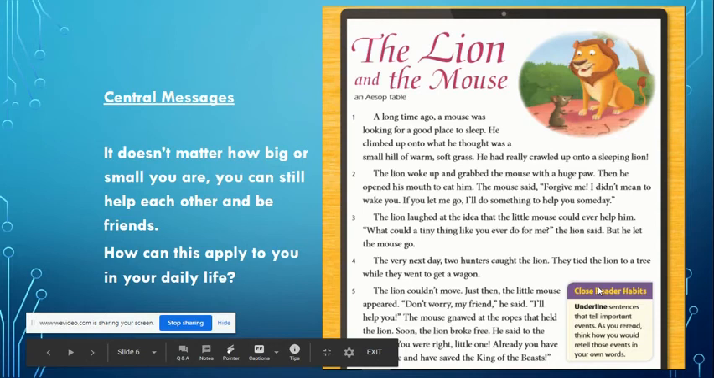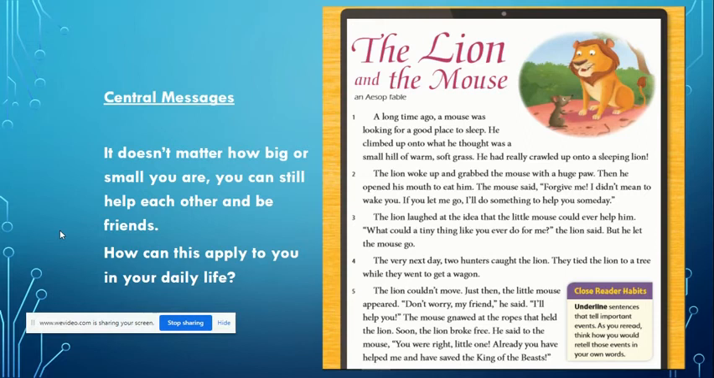So here we have to find out what the central message is. We figured out the problem, we figured out the solution, but now we need to figure out, what do the characters learn in this story? And then how can we apply that to us? So our central message is, it doesn't matter how big or small you are, you can still help each other and be friends.